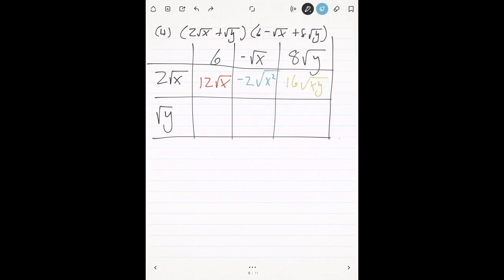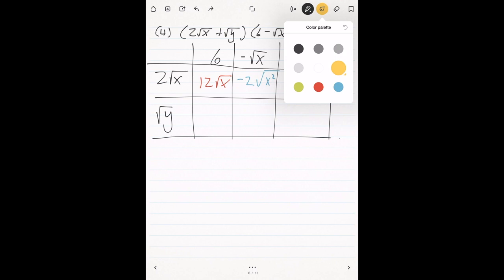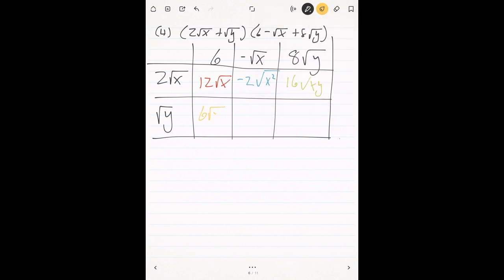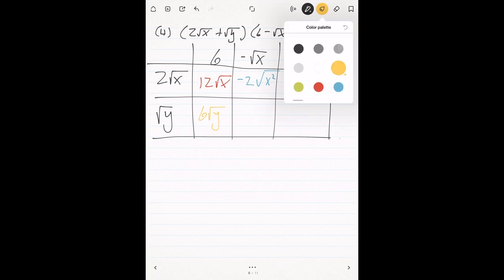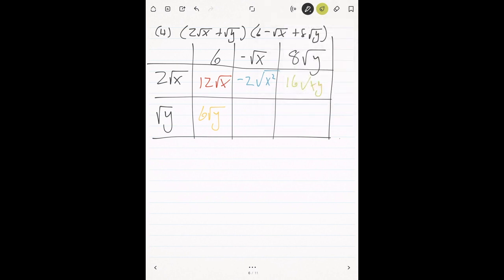Now let's go into the second row, and let's multiply together the root y and the 6 to get a 6 root y. And you know what? Let me change up the color. I'm going to use yellow this time. 6 root y. And then let's go ahead and multiply the root y and the negative root x together. Oops. And let's get a negative root xy.